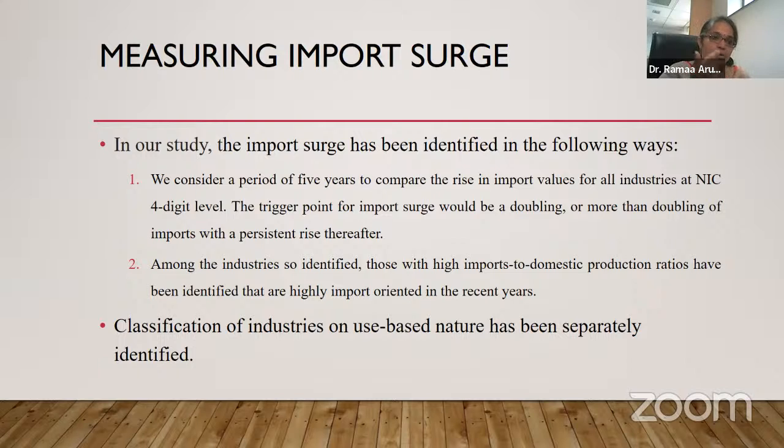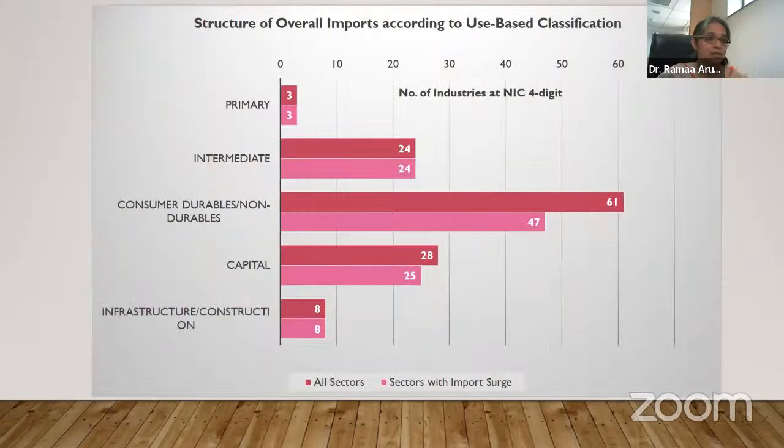And in order to classify the industries, the study uses the use-based classification: primary, intermediate, consumer, and capital goods. This is very basic data that I've taken. The graph shows the distribution of the number of industries as compared to the imports. The highest imports in terms of value are concentrated in the consumer goods, durables and non-durables sector, followed by the intermediate and capital goods sectors.